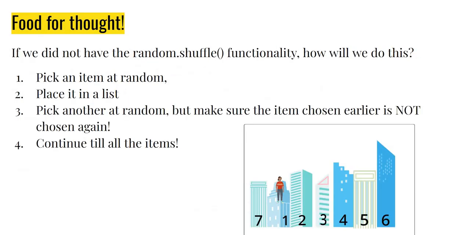But before I wrap this up, there is something for you to think about, some food for thought. Let's say we did not have this random.shuffle functionality. How will we achieve this? Now, please do think about this and try to implement that in your projects. I'll be very happy to discuss these ideas with you, but I'll give you a broad idea. Basically, what you would do is that you pick an item at random, so let's say a random card, place it in another list, pick another item, but this time make sure that the previous item has not been picked again because otherwise that will cause problems, and continue till all the items have been selected.